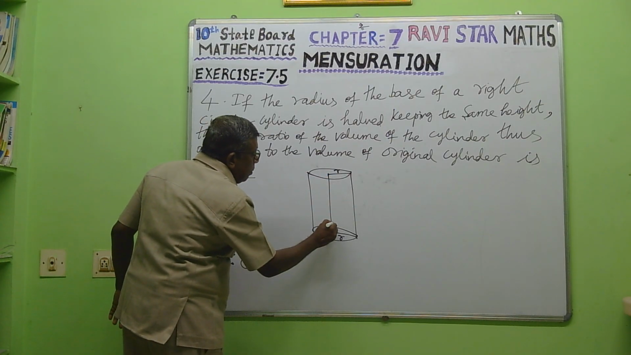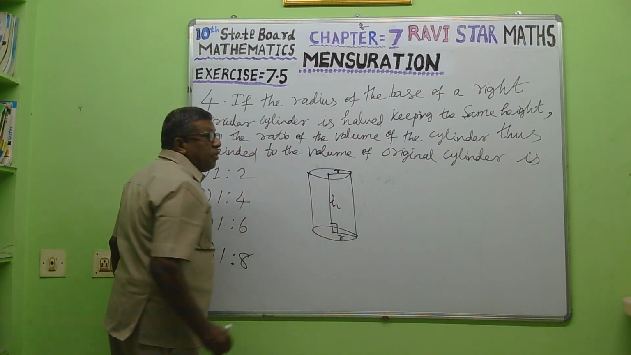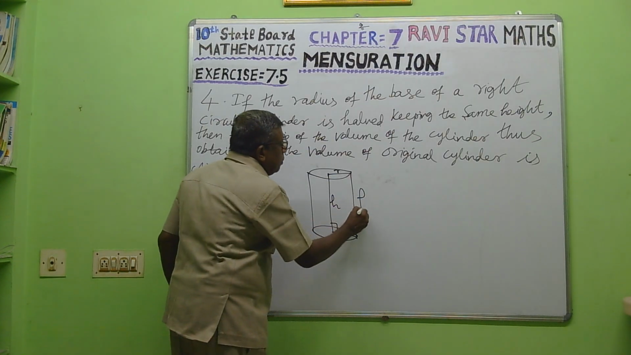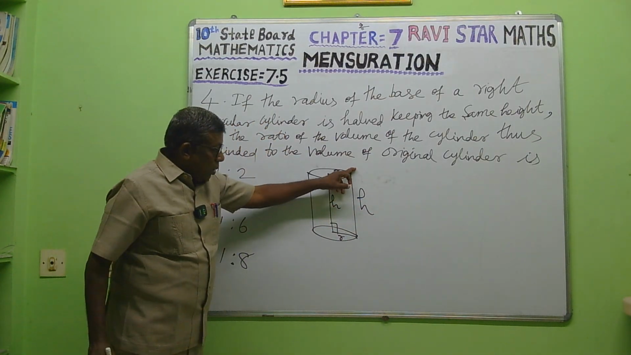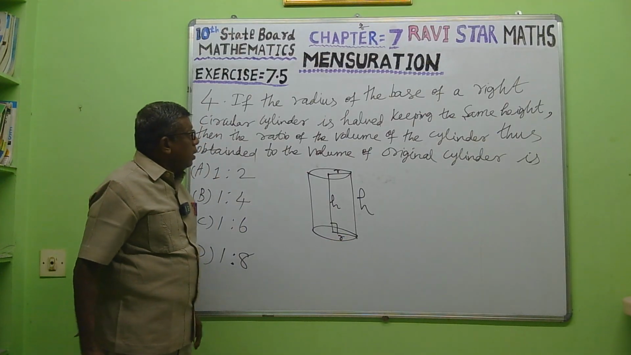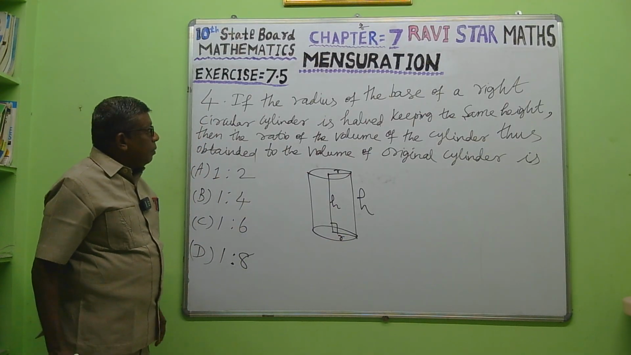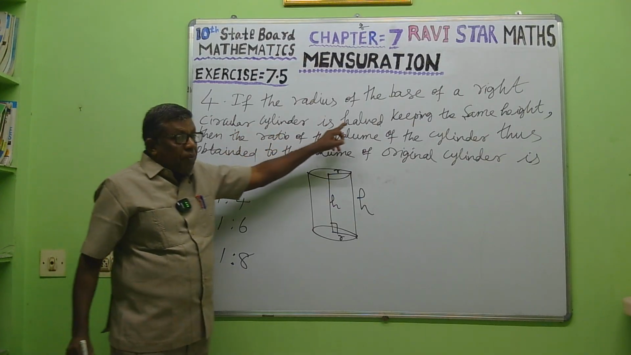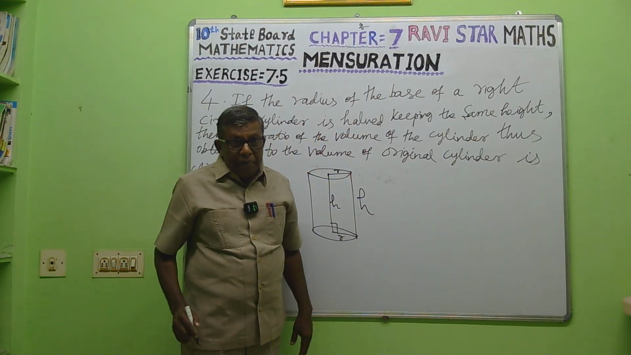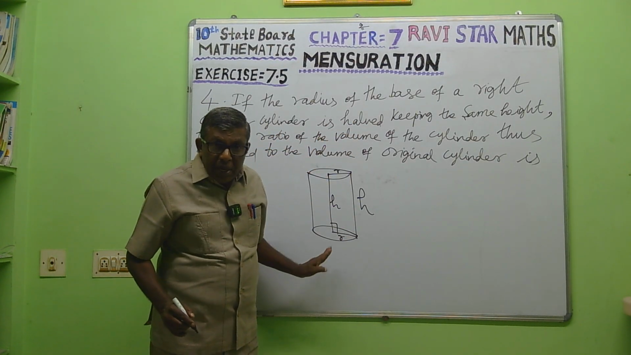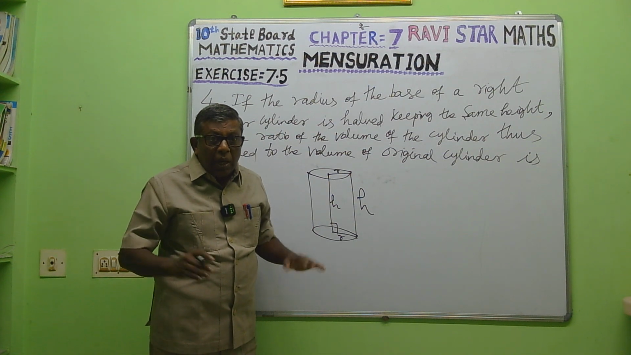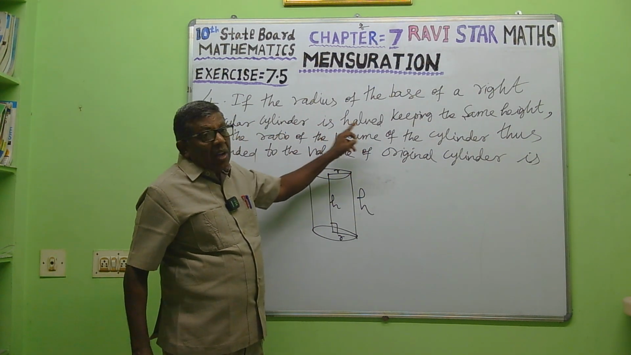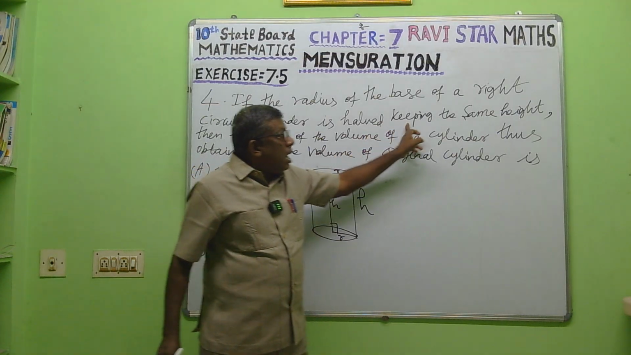This is the height of the cylinder, 90 degree. Height of cylinder, radius. இந்த cylinder என்ன செய்யறாங்கன்னா, if the radius of the base of a right circular cylinder is halved, radius பாதி ஆக்குறாங்க. இந்த சிலிண்டர்ல ஒரு ஆல்ட்ரேஷன் செய்யறாங்க, they are doing one alteration. Radius of cylinder is halved, keeping the same height.